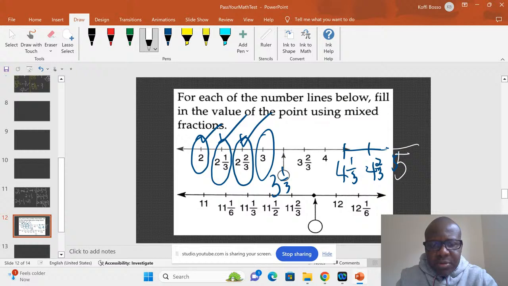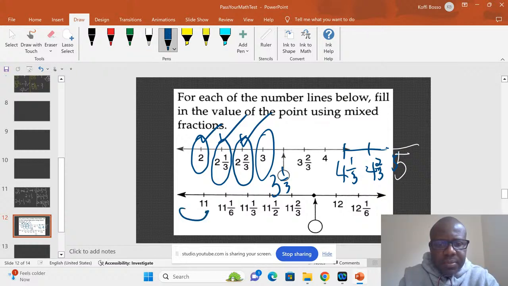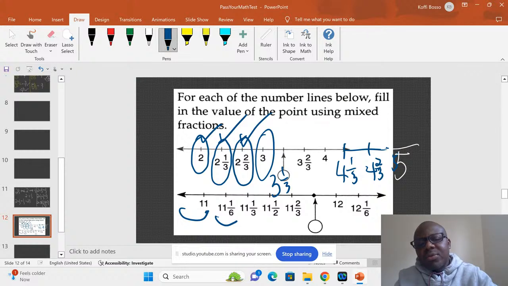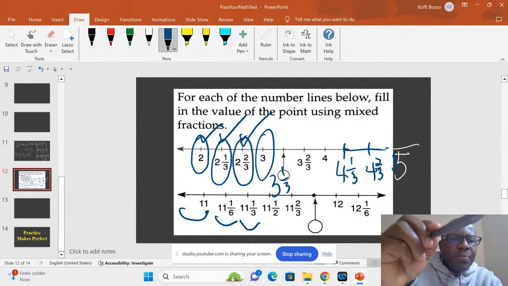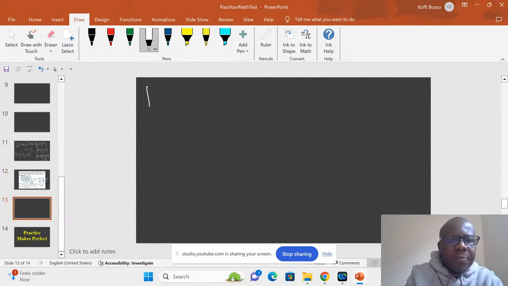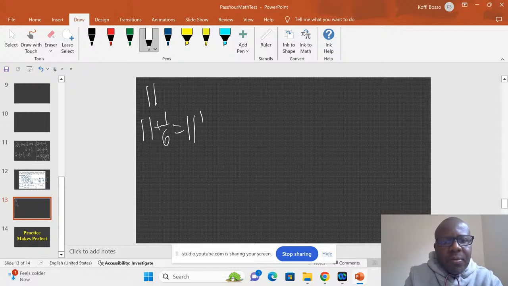Okay, what about the last one here? I have 11. After that, we have 11 and 1/6. That means they add 1/6 to 11. Looks like something complicated, but let's see what happened here. So I have 11, right? I add 1/6 to 11. That's why we have 11 and 1/6.